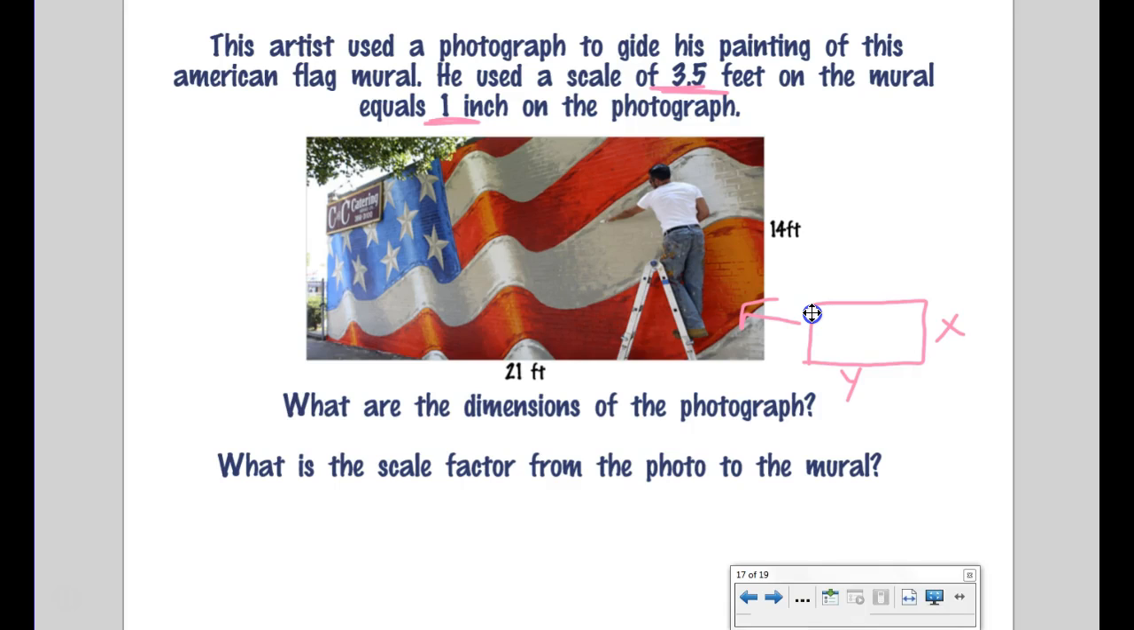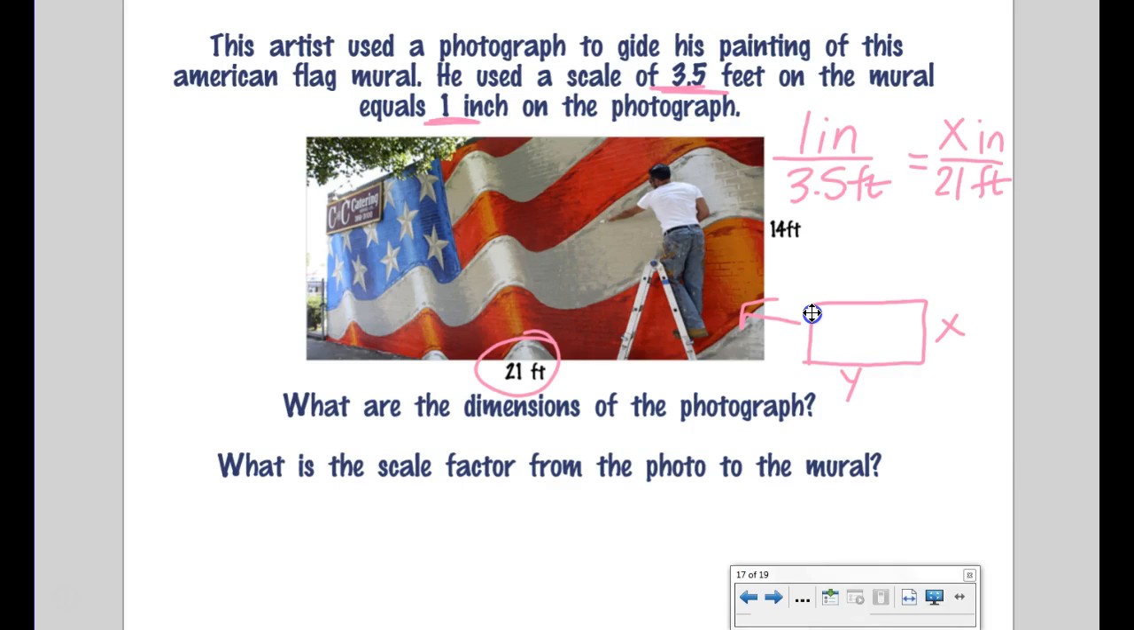Okay. So 1 inch is to 3.5 feet as, what do you want to do first, length or width? Have an opinion. Be opinionated. Length. Okay. So inches over feet equals, where do I put 21? The bottom. Because it needs to be inches over feet. It'll actually be width, but it doesn't matter. Okay, go ahead and cross multiply.